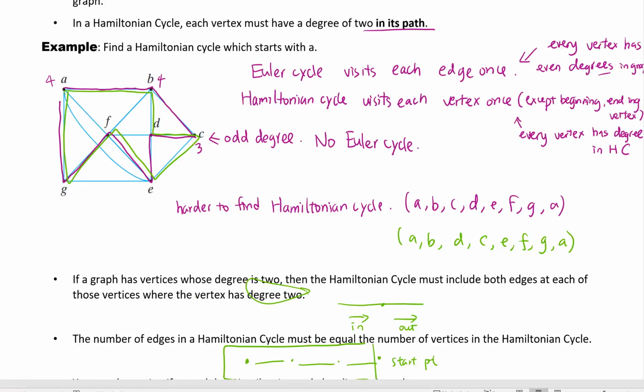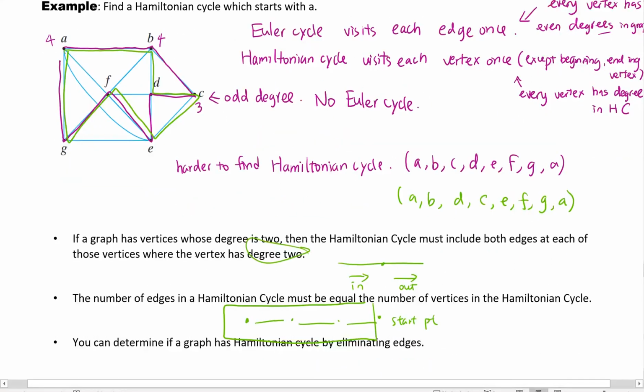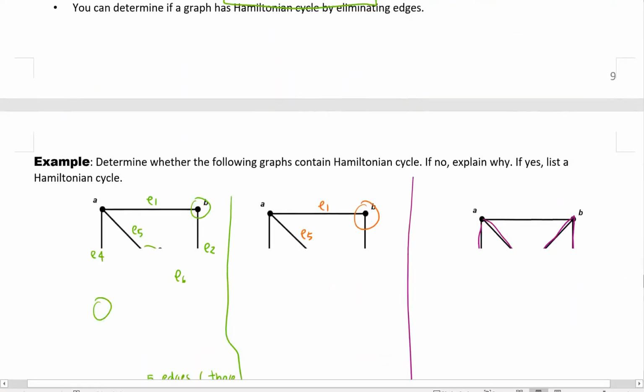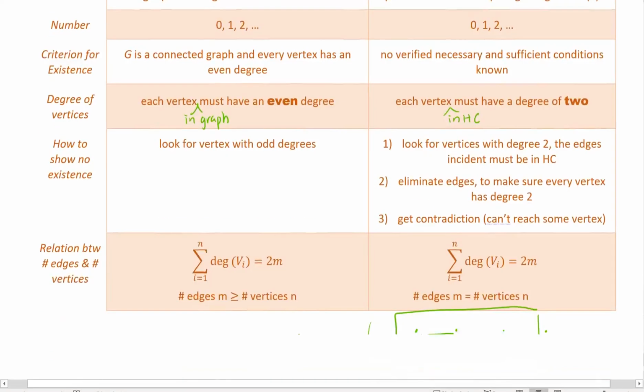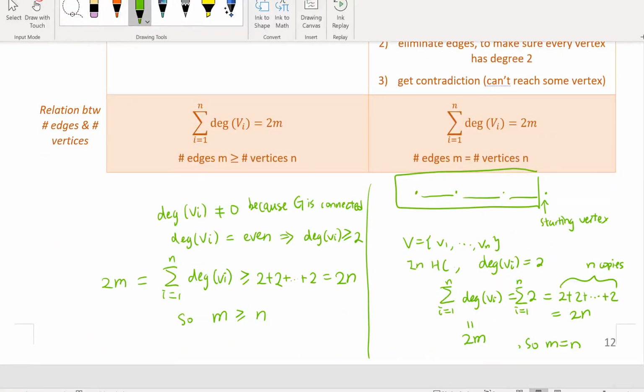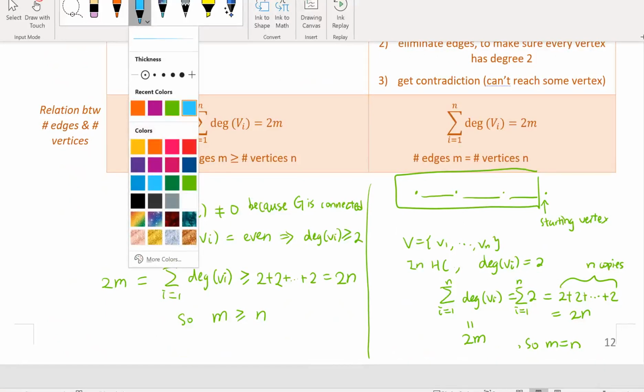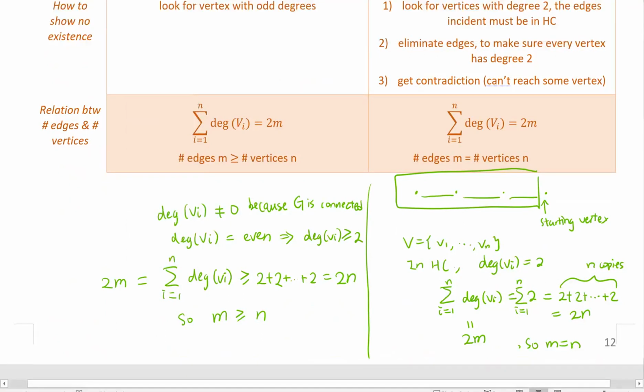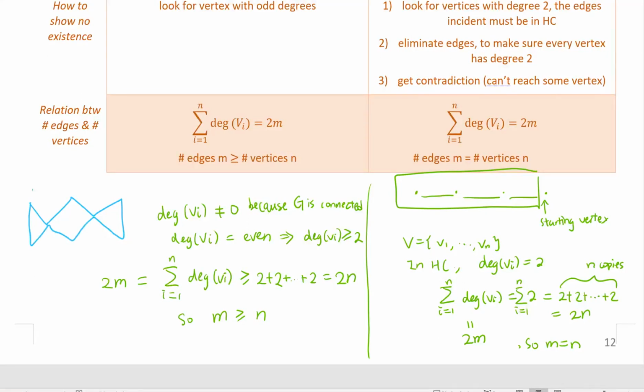I can also try to give you an example that has an Euler cycle but no Hamiltonian cycle. Let's go to the end to have more space. Okay, let me use a different color here. So look at this example. We have some graph that looks like this. So this is A, B, C, D, E, F, G, H.